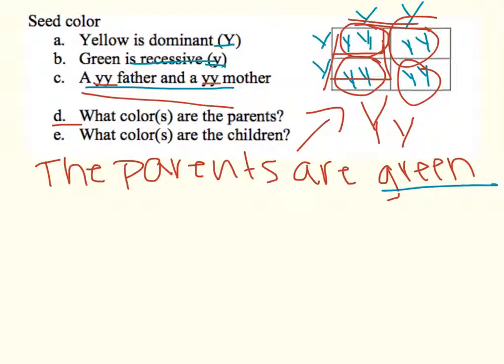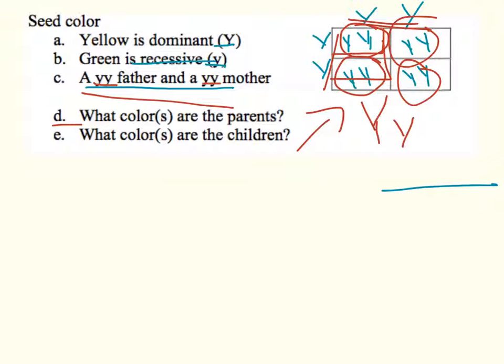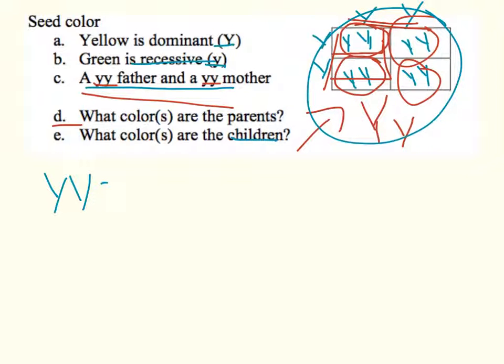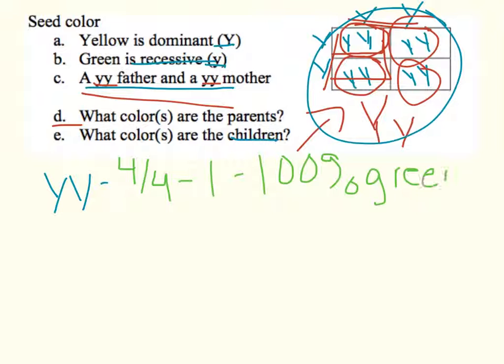So now, let's get to all of that mumbo jumbo, because that's what completes a Punnett square table. First, you have to find out the children's results. The children are double lowercase y, and you see how many double y's there are. As you can tell, they're all four double y, so you put 4 over 4. And 4 over 4 is 1, and 1 is 100%. So 100% are all going to be green. And that's how you find the children.